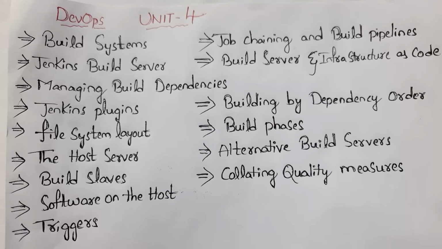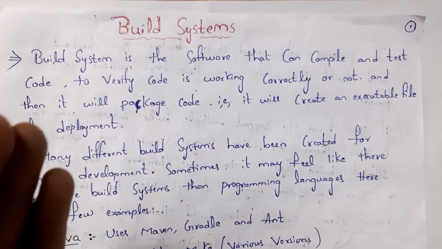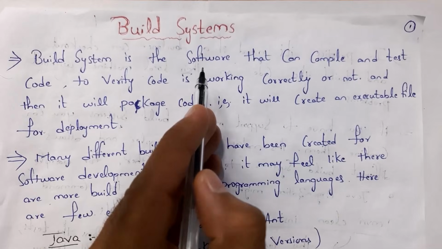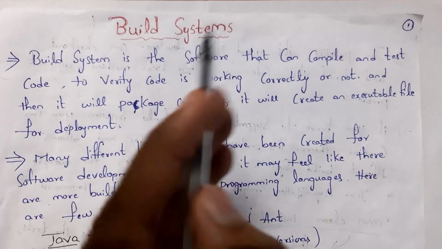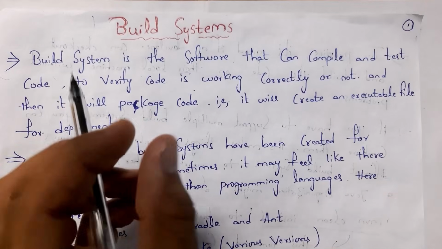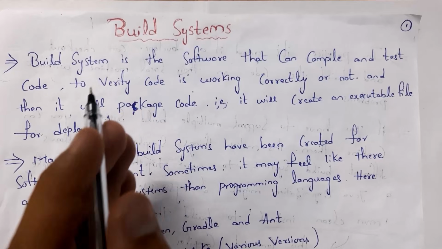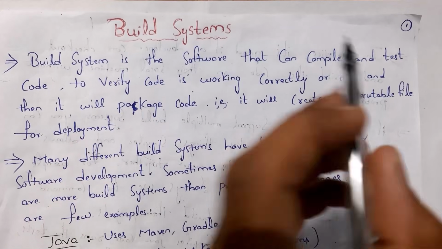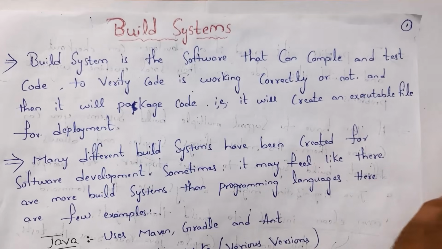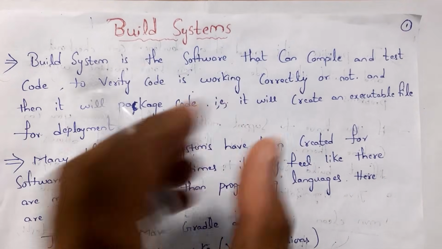Let's get started. At first I will explain what are build systems. Guys, a build system is nothing but a software. By using this software, we can compile code and also test that code. If compiling and testing is successful, then it will package that code. That is nothing but it will create one executable file. Directly we can place that executable file in server. Placing our executable file in server is known as deployment.